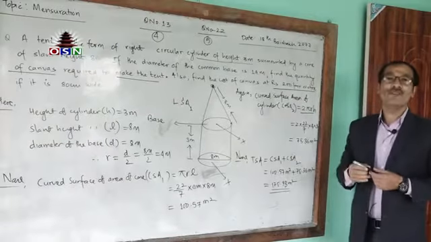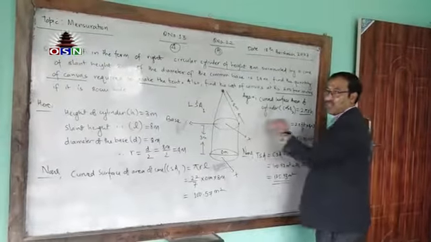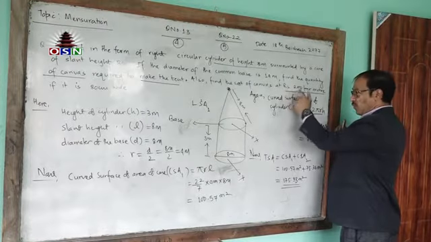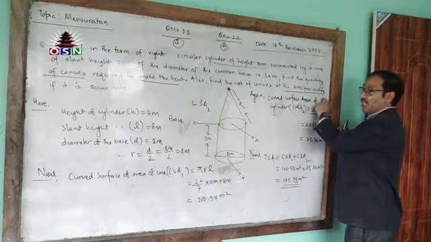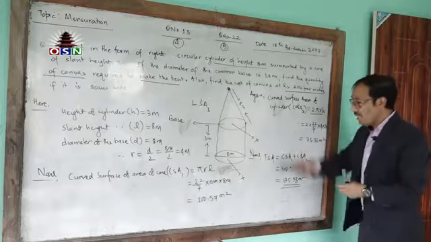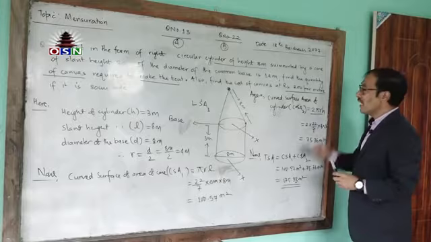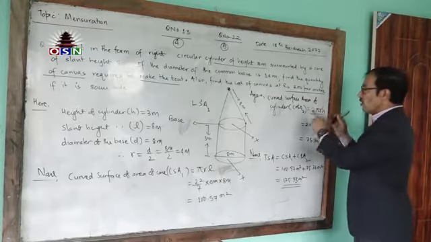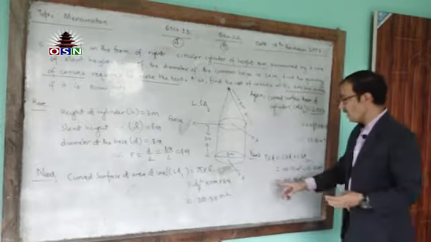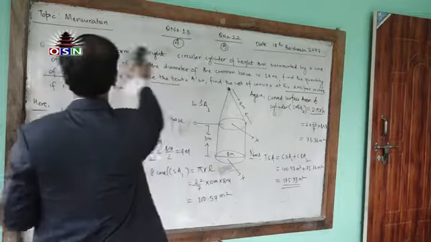Per meter means you'll have to find the length of canvas. How long canvas is used to prepare this one? You should be clear. If the question said per square meter, you would have to find the area. But the question is asking you to find the length, because per meter means it costs rupees 200 for 1 meter. That's why we will have to find the total length of canvas. For that, you will have to go through some more process here.